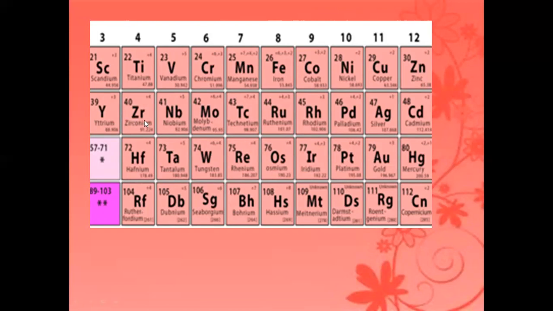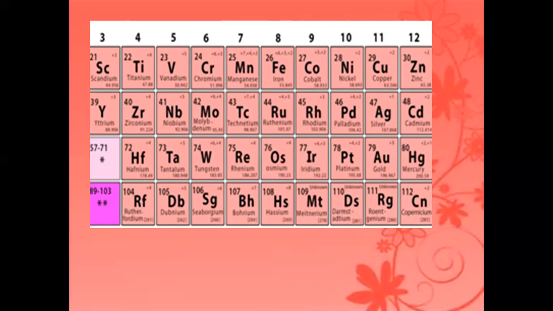The next series is the second transition series, from the element yttrium to cadmium. Yttrium atomic number is 39 and cadmium atomic number is 48. This series, otherwise, we call the 4D series. Why we call it the 4D series means the electrons enter into the 4D orbital.